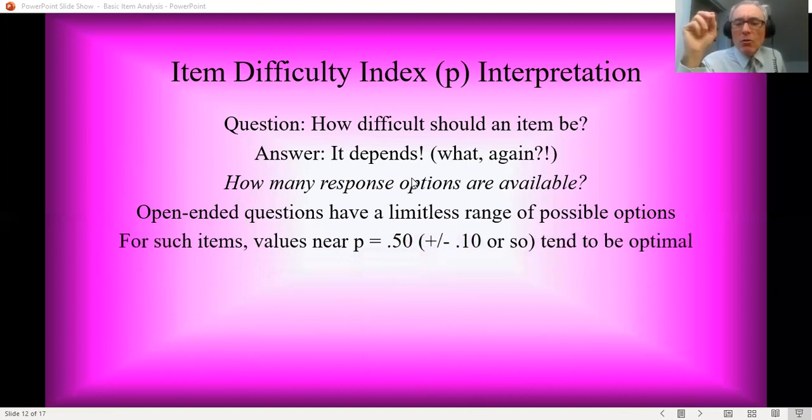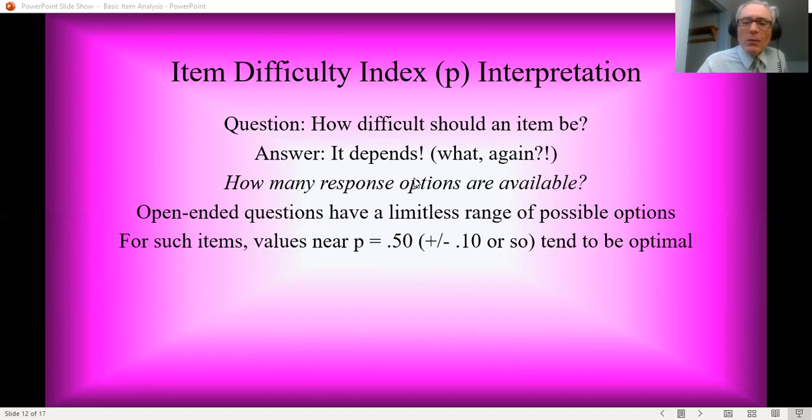In this sort of situation where you could give any of scores or hundreds or even thousands of possible answers, the optimal level for the item difficulty index tends to be about 0.5. For about half get it right and about half don't get it right. There's a lot of play around that. So generally anything within 0.1 of that is going to be considered optimal. So anything from about 0.4 to 0.6, you're probably in the sweet zone here.